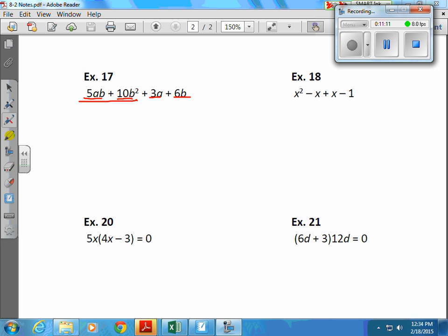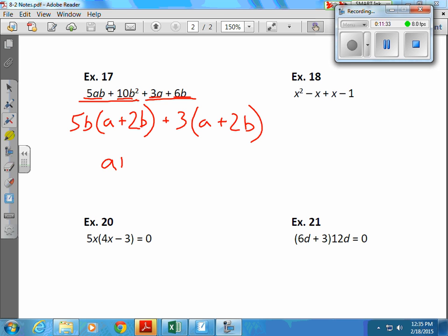If we take these first terms, we take a 5B out, we're left with A plus 2B. If we take a 3 out of the second two terms, we're left with A plus 2B as well. So then both of them have an A plus 2B in common that I'll take out, and I'm left with 5B plus 3. So that one I didn't have to rearrange.